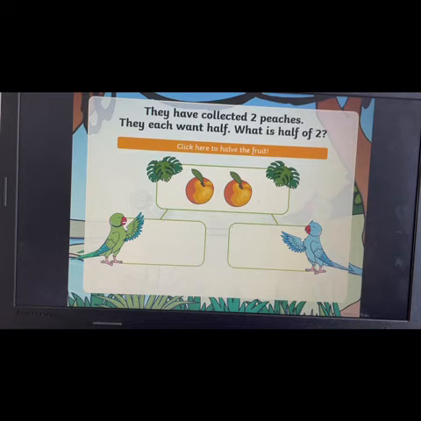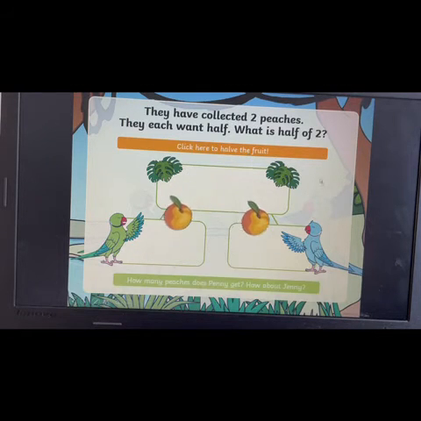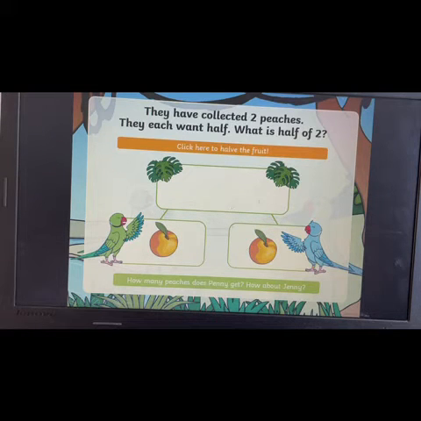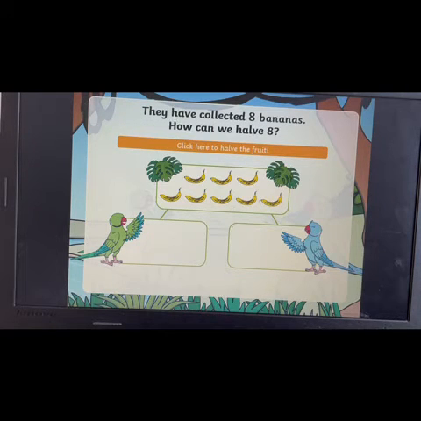Right, now they have collected two peaches. What is half of two? Oh, easy peasy one year one. Say it out loud. What's half of two? Well done. Super. So Penny got one peach and Jenny got one peach. So half of two is one. Well done.